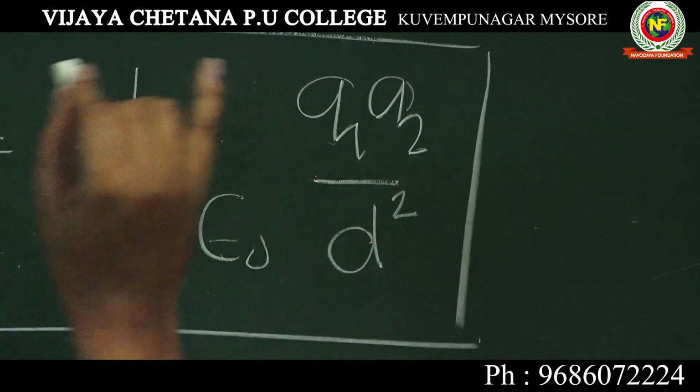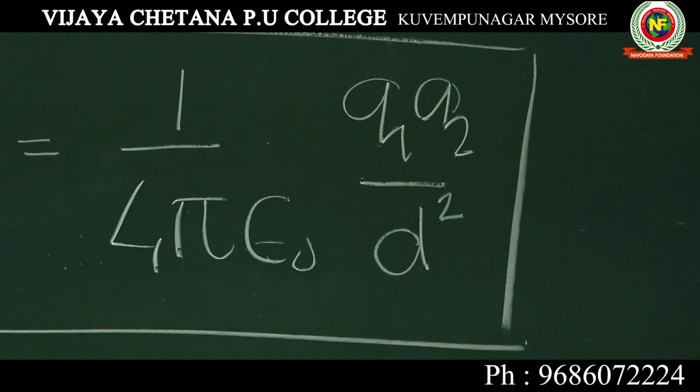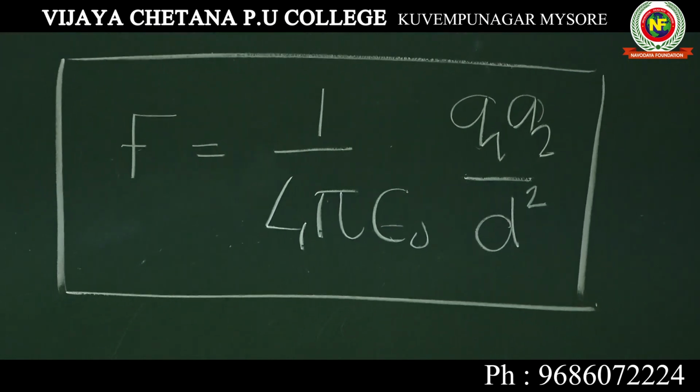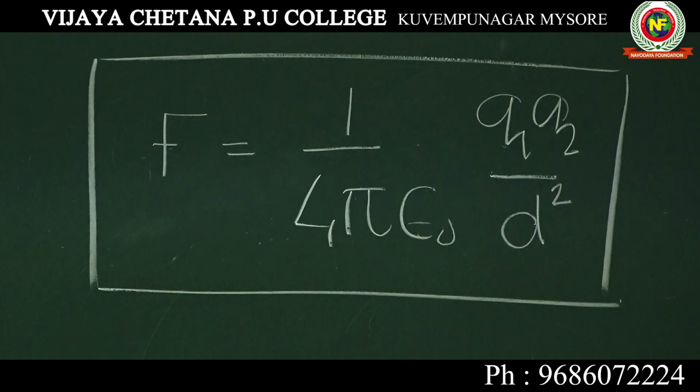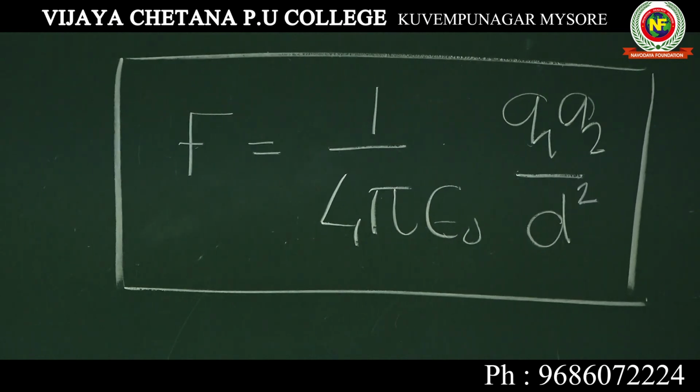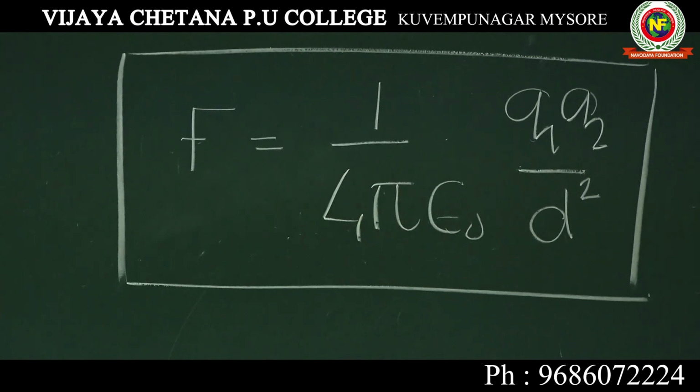Let me correct it, d square. Okay. So this is the mathematical form of Coulomb's law. I think you have followed all this. Now let me tell you the value of epsilon naught.